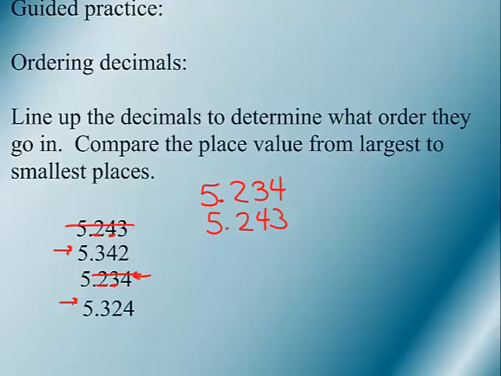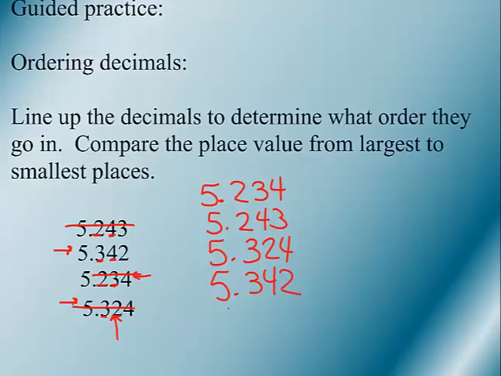Cross it out. Next I have 3's in the tenths spot. So I go to the hundredths and I have a 4 and a 2. Well, 2 is smaller, so that must be the next number. 5 and 324 thousandths. Cross it out. 5 and 342 thousandths. And I can check this easily.